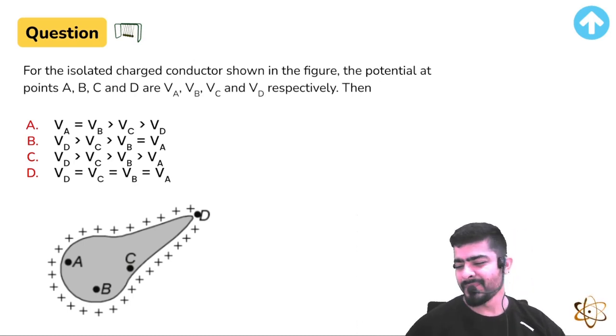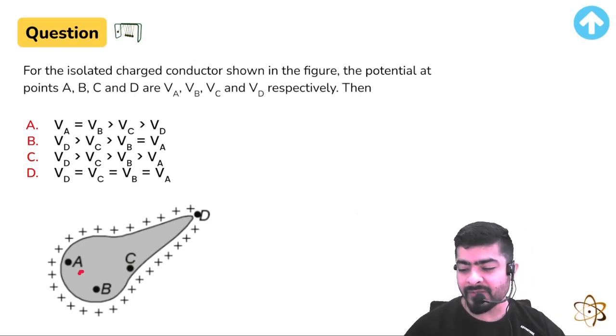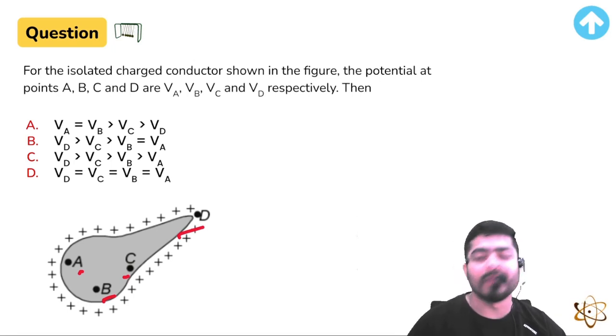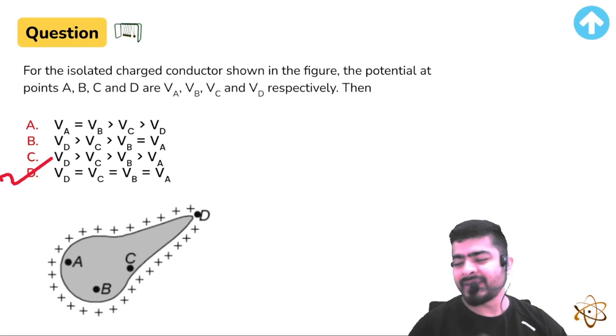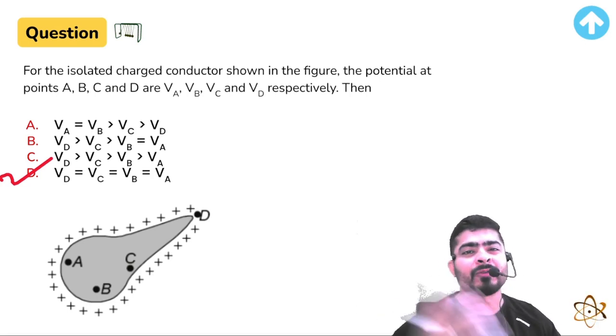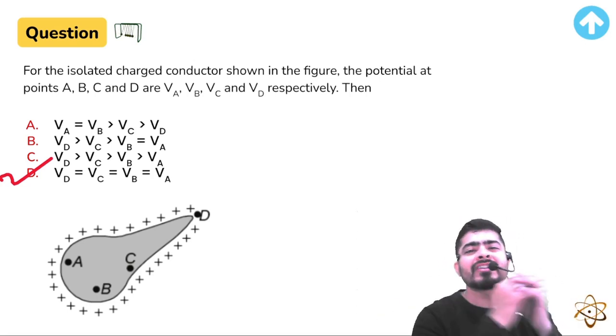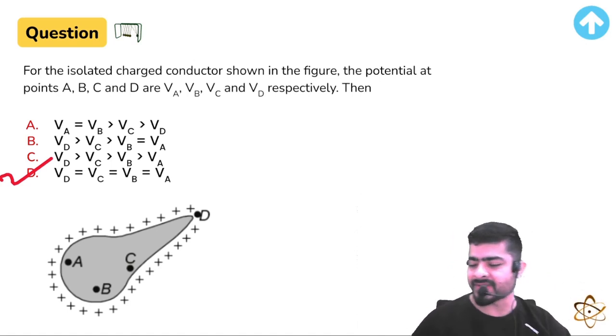Good. So the potential for the 4 points will be how much? They are all part of the conductor, right? So VA equal to VB equal to VC equal to VD. All of them have same potential. Okay, option D will be the answer.